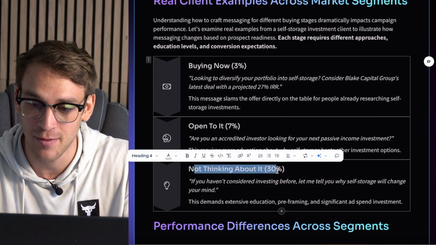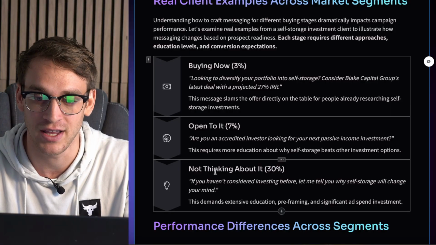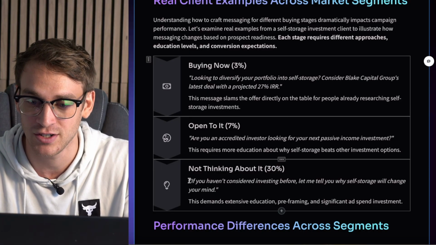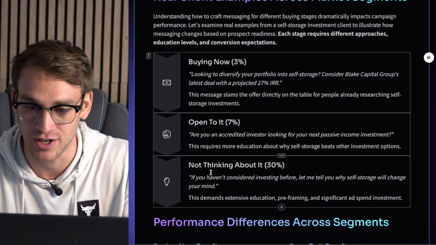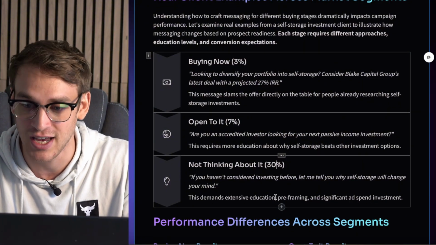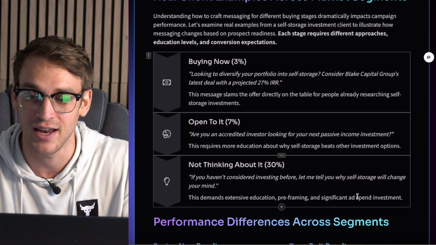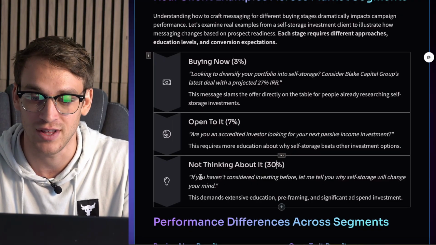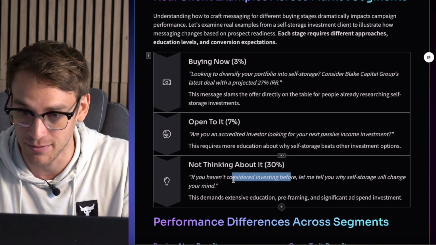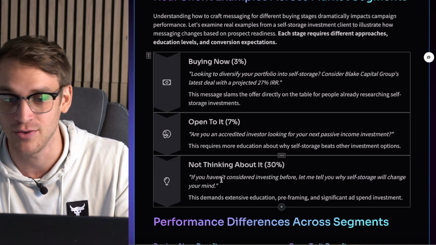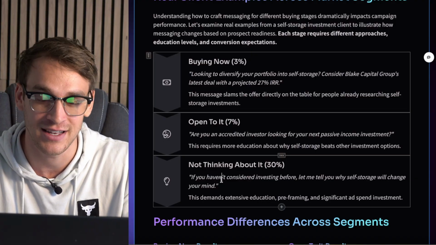Then a not thinking about it example, which takes a lot of time, money, and everything to actually convert them and reach them, is if you haven't considered investing before, let me tell you why self-storage will change your mind. This, again, demands extensive education, pre-framing, and significant ad spend investment to get somebody who's not thinking about investing in self-storage whatsoever, or literally hasn't even invested before, to actually say, yes, I want to invest passively in something, and I think self-storage is the way to go.